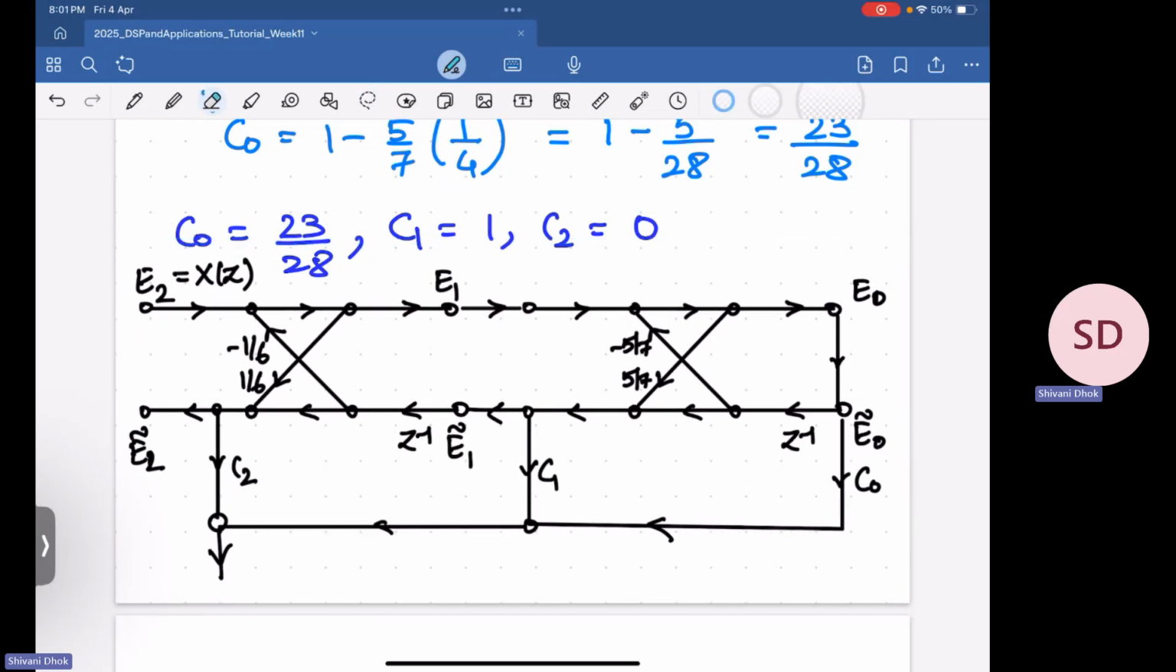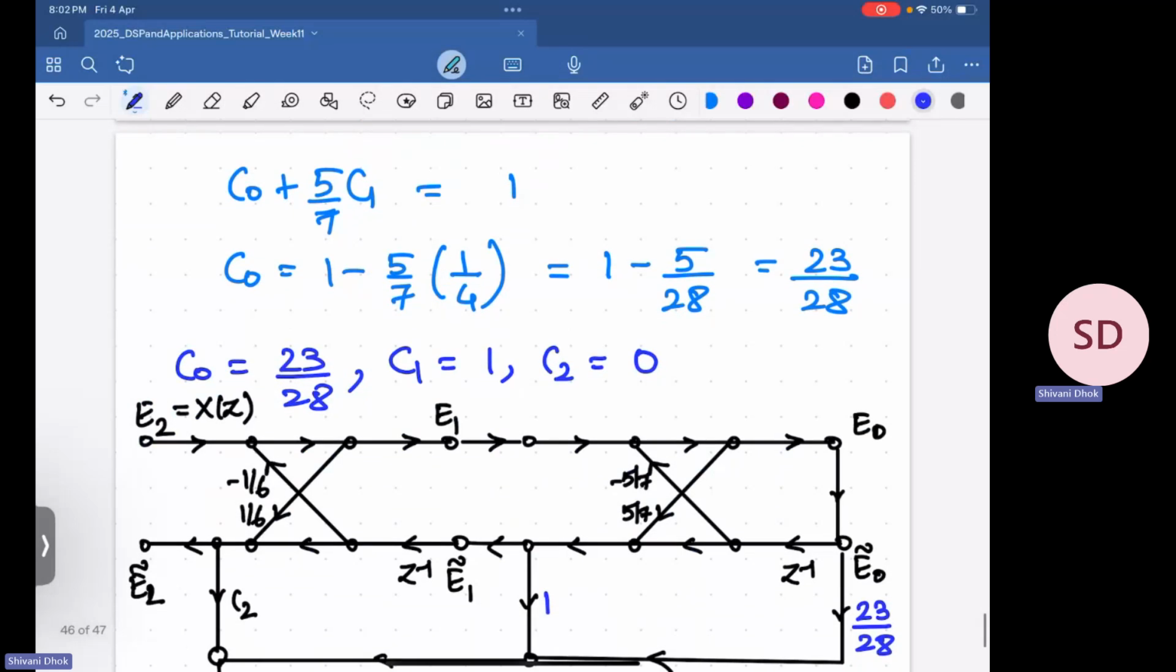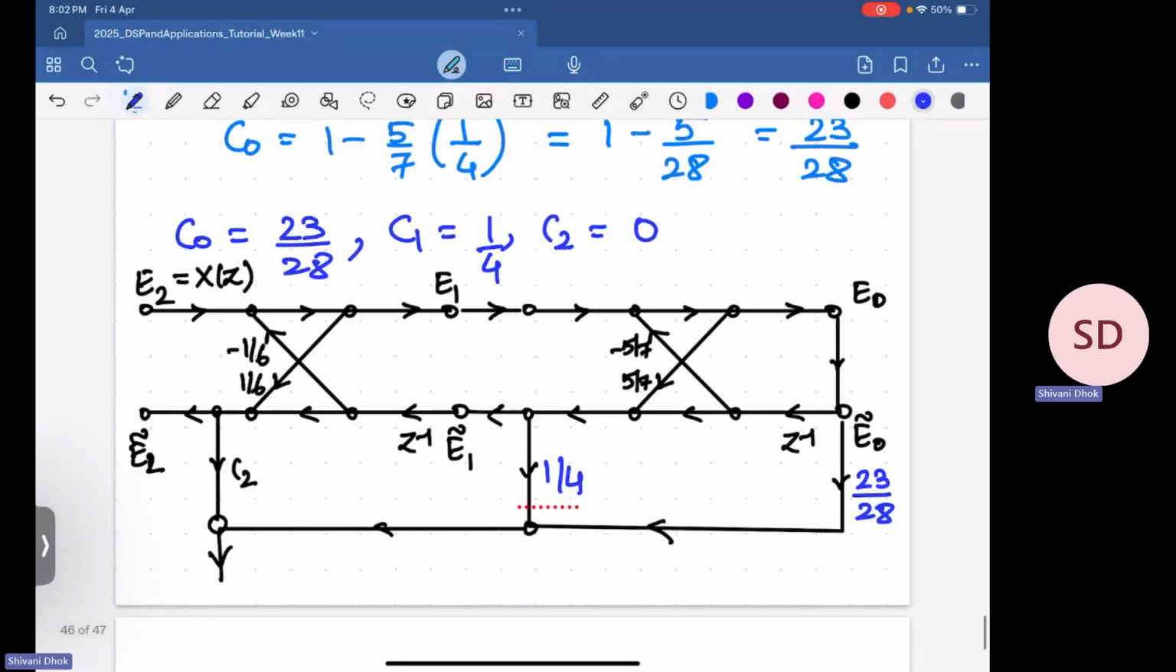Okay, just keep it outside, something like this. So what we obtained is this C0 as 23 by 28. Then we obtained this C1 here as, sorry, not 1, 1 by 4, 1 by 4, sorry. And the C2 came out to be equal to 0.